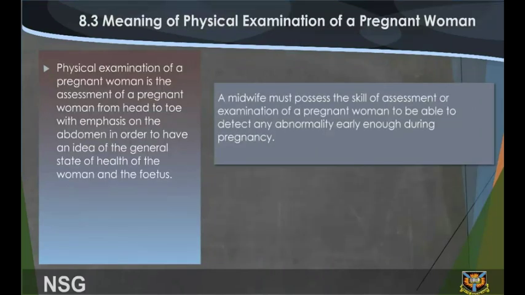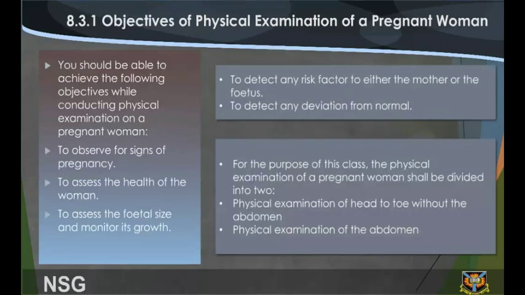Meaning of physical examination of a pregnant woman. Physical examination of a pregnant woman is the assessment of a pregnant woman from head to toe, with emphasis on the abdomen, in order to have an idea of the general state of health of the woman and the fetus. A midwife must possess the skill of assessment or examination of a pregnant woman to be able to detect any abnormality early enough during pregnancy.